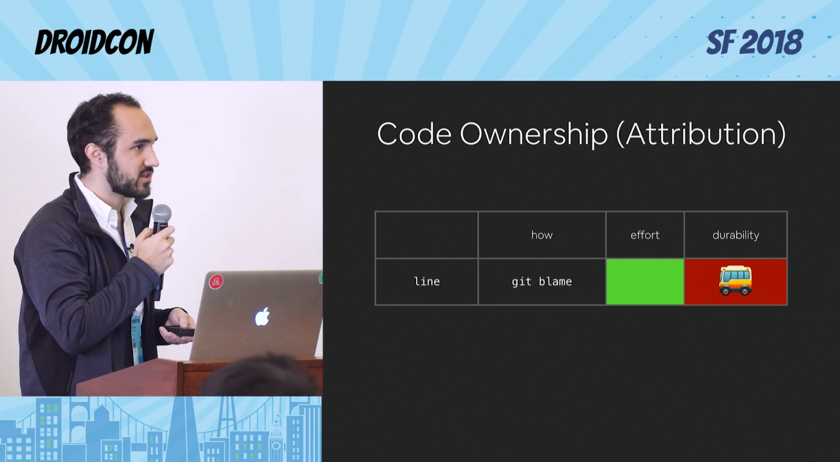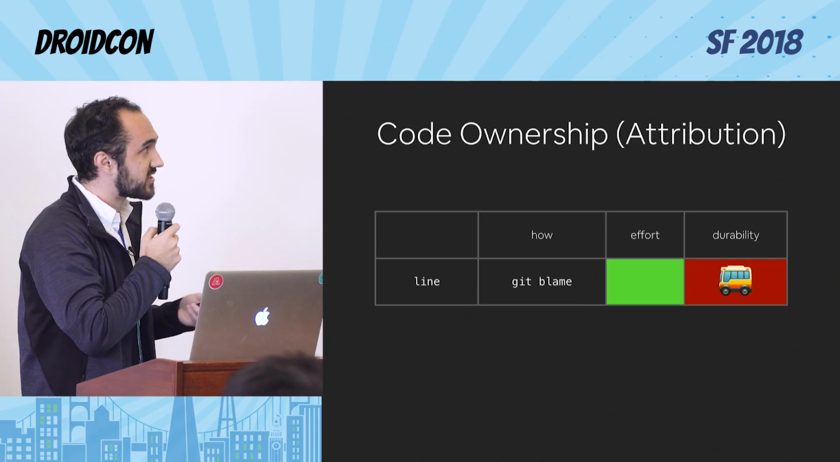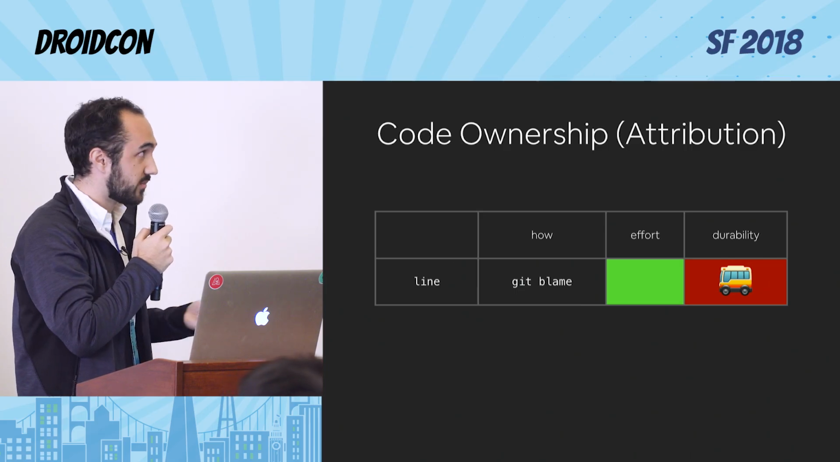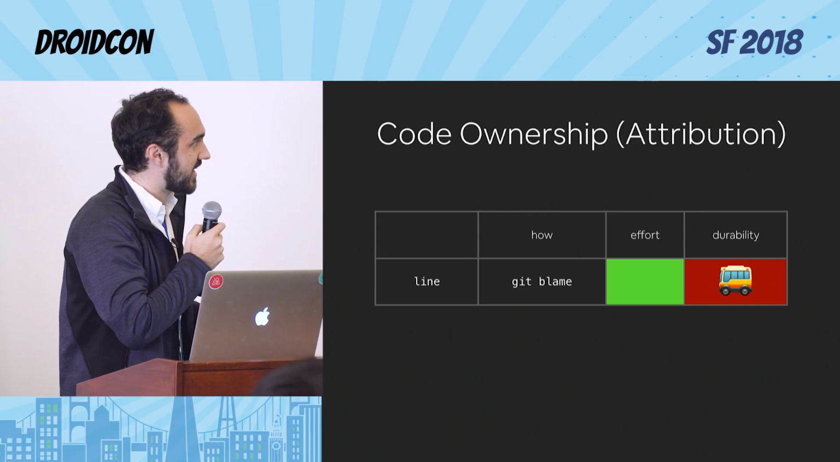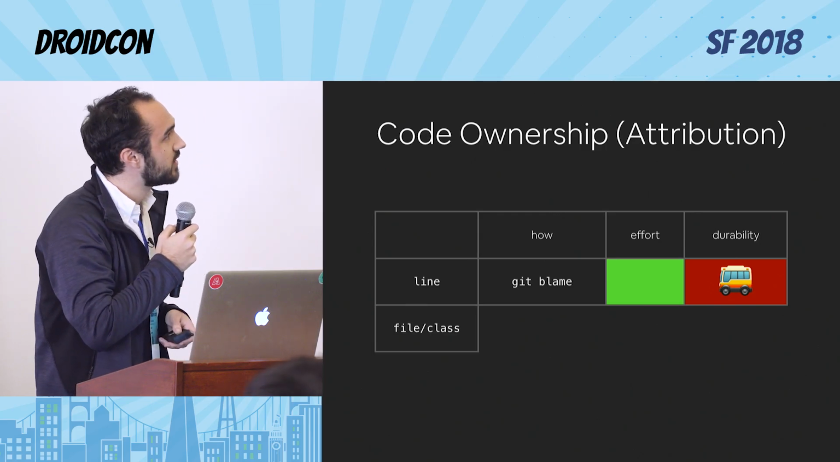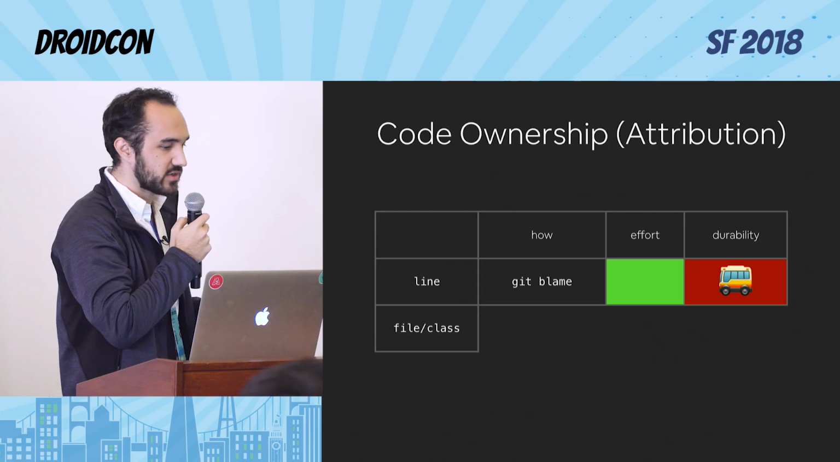We've all heard the adage, what are you going to do when your teammate gets hit by a bus? Or maybe less morbidly, what are you going to do when they go to the company down the street? Git blame's not going to work, and then you have no idea who to ask. So we can move out a layer of abstraction and try to use something else as our unit of attribution.